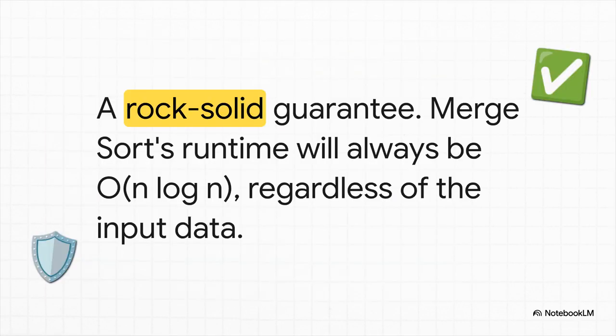So what's its superpower? Predictability, a rock-solid guarantee. With merge sort, it doesn't matter if your data is already perfectly sorted or if it's a complete and total chaotic mess. It will always finish the job in what we call O(n log n) time. And trust me, for big data sets, that's not just fast, it's a promise. It's something you can absolutely count on.